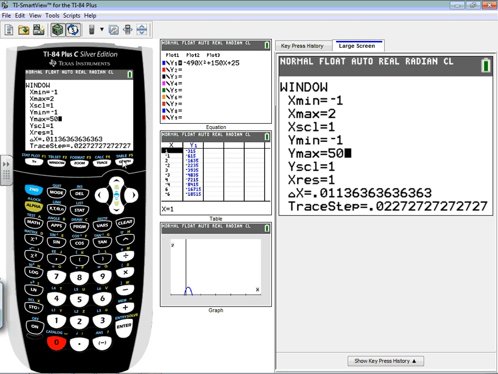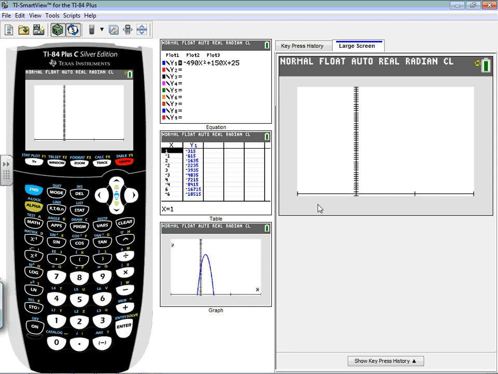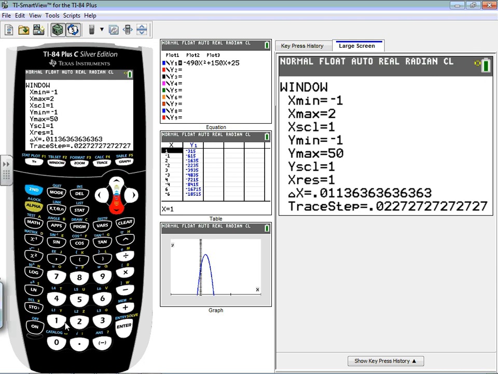Now when I graph it again, in a relatively short time, it gives me a bit of a better curve to deal with that frog's jump. I don't like how much empty space there is, and you don't need to change it, but I like it to look a little bit neater than that, so I'm going to make x max 1.